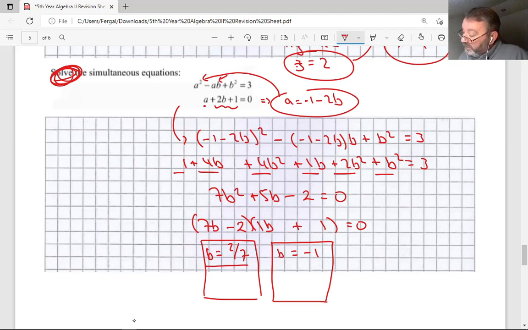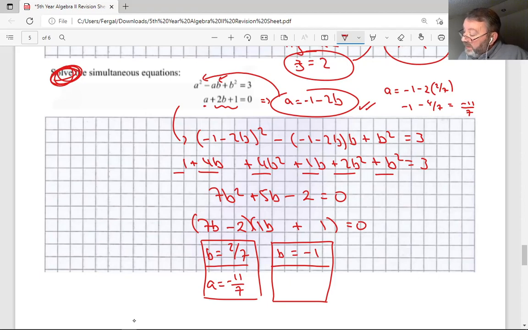Okay, let's work out the corresponding value of a. Now look, see up here? I have an equation that tells me how to find a. So let's take b, which is 2 over 7. That means a equals minus 1 minus 2 times 2 over 7, which is minus 1 minus 4 over 7, which is going to give me 7, 8, 9, 10, 11. Minus 11 over 7.